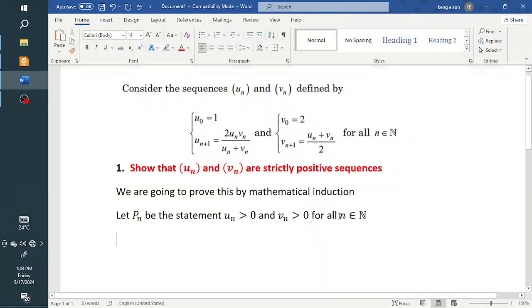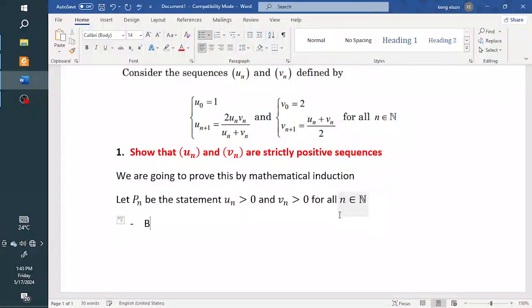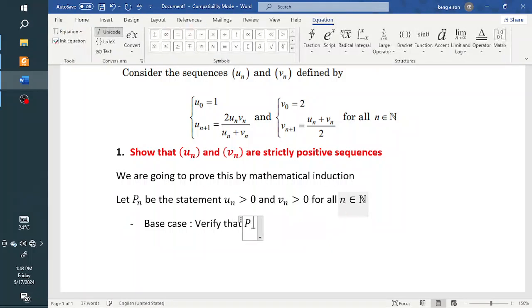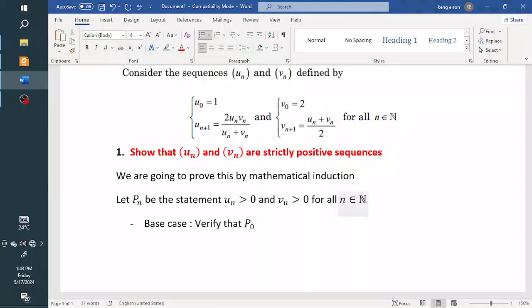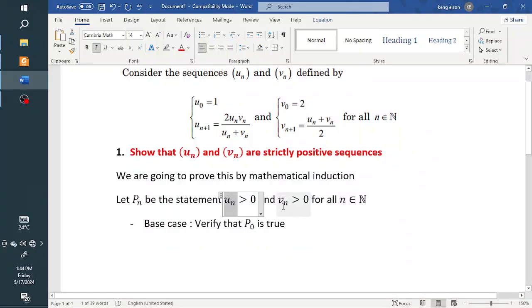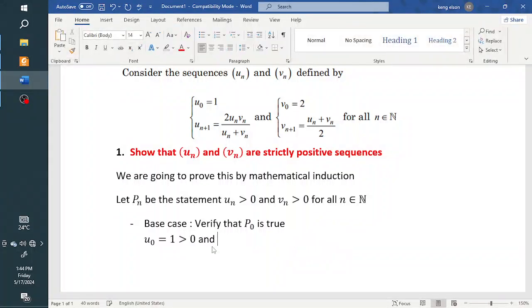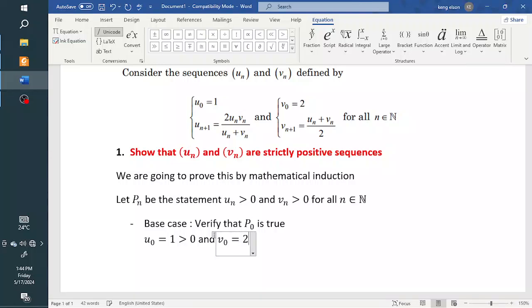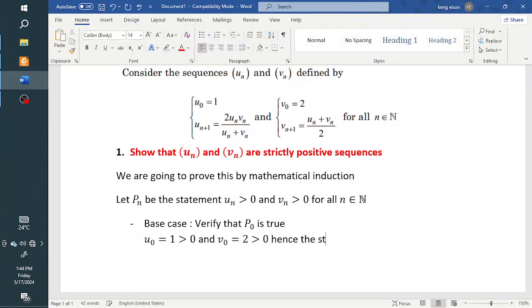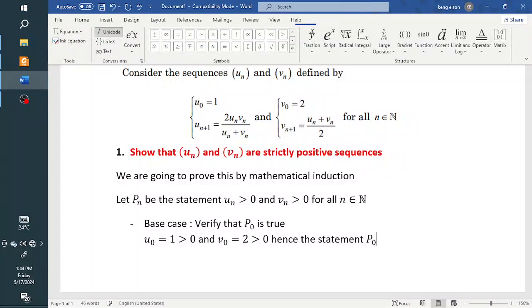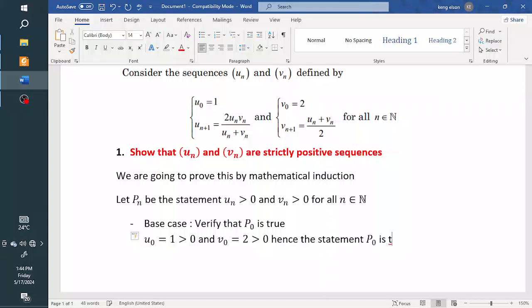Now the very first thing to do is consider the base case. In this base case, we have to verify that the statement is true for the first value of n. So verify that P0 is true. It means that we have to verify that u0 is greater than 0 and v0 is greater than 0. Now u0 is equal to 1, which is greater than 0, and v0 is equal to 2, which is greater than 0. Hence the statement P0 is true. So the base case is verified.